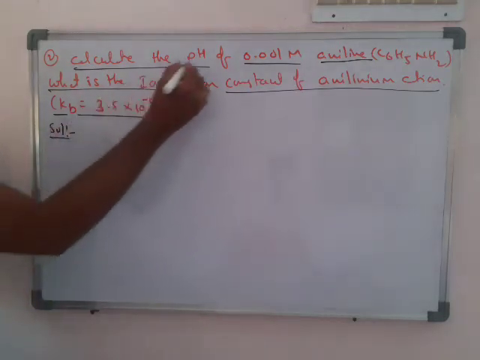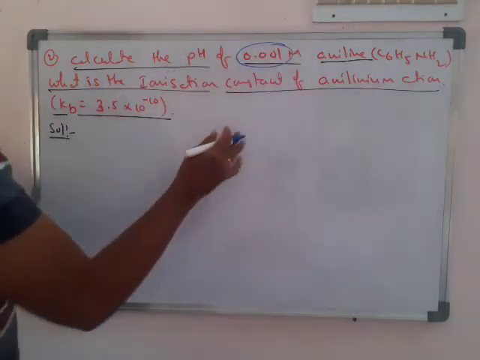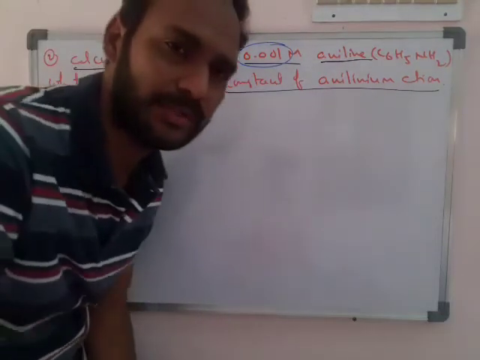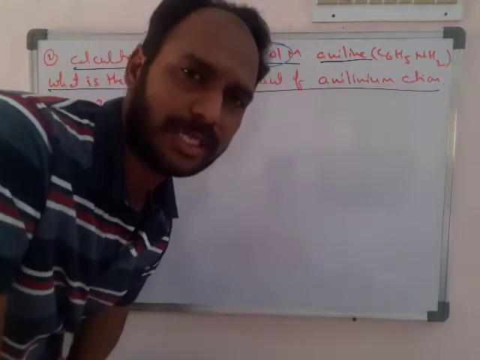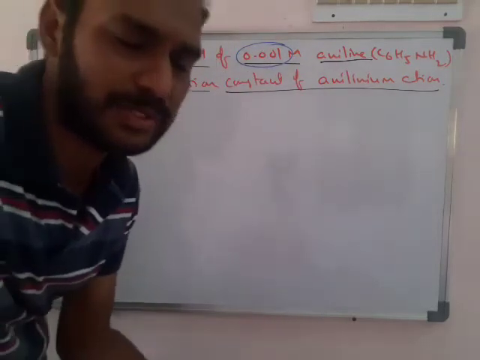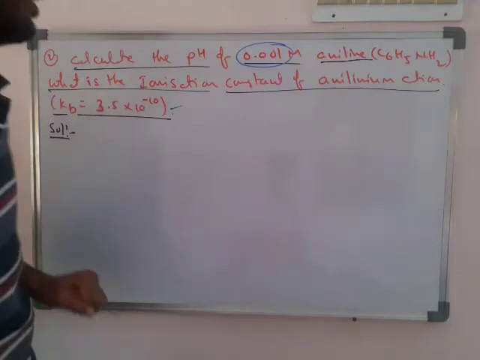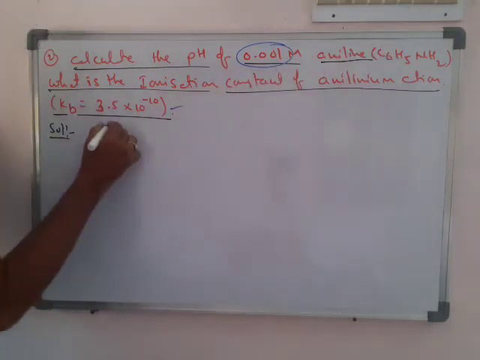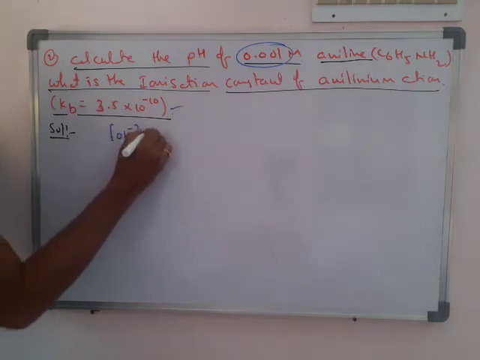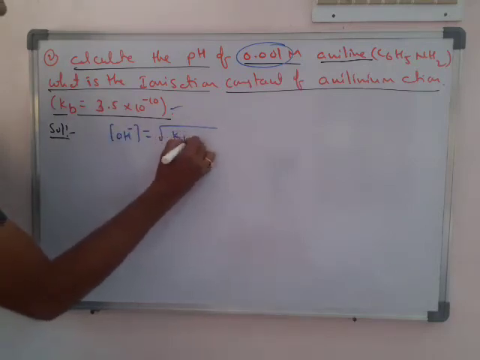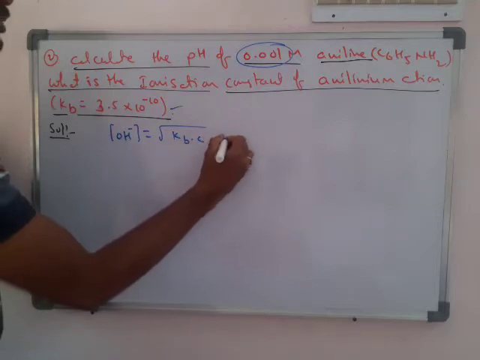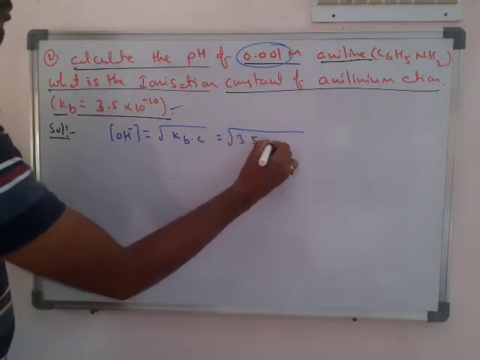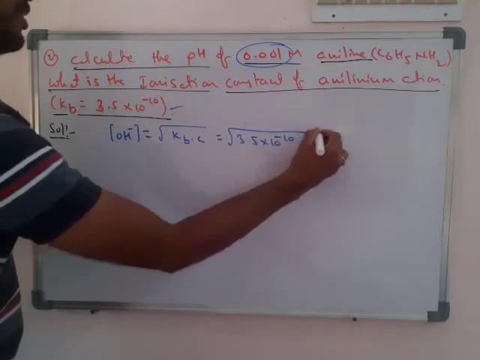So we know that it is a weak base. How do we know? Because its Kb value is given. If the Kb value is given, it is a weak base; if the Ka value is given, it is a weak acid. So aniline is a weak base. Therefore we know that the OH minus concentration for a weak base is equal to root Kb into C. So that is root of Kb, 3.5 into 10 power minus 10. What is the concentration?